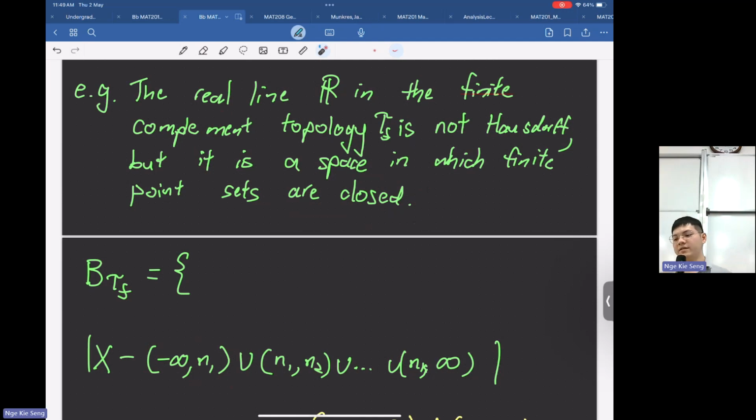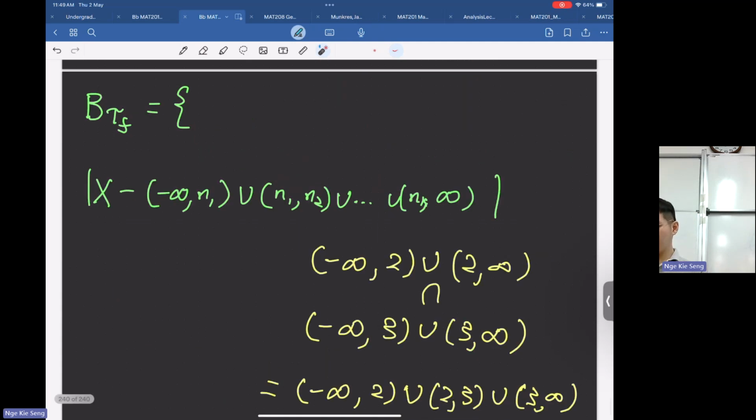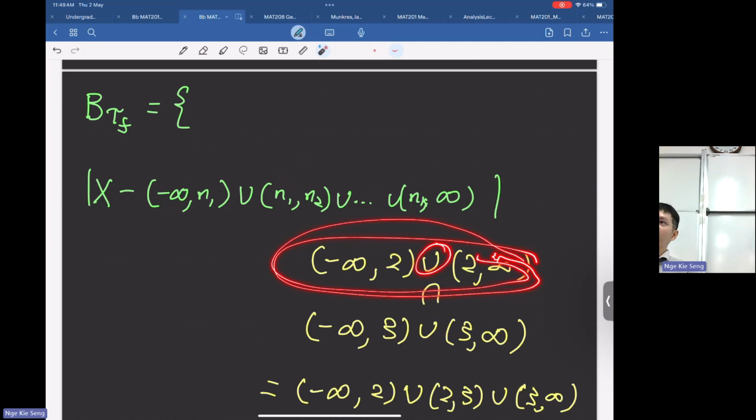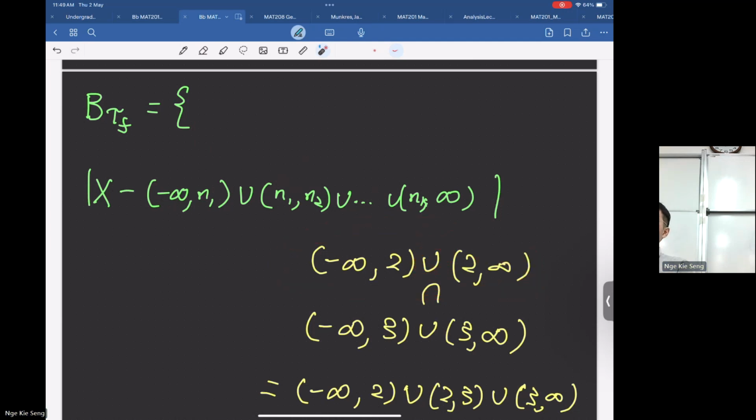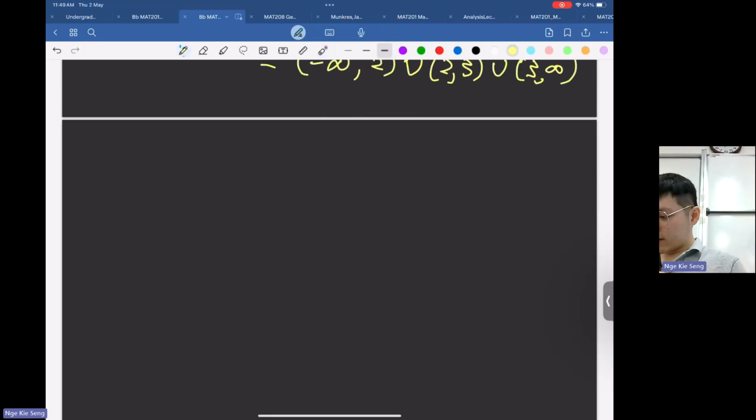But every finite point set is closed, because you can take the complement to be written as the union of these. Does it make sense? In particular, if you want to say that {2} is closed, then you just take this to cover your 2. But this part here is declared to be open. Then you can have a union of them if you want to consider a family. Does it make sense?